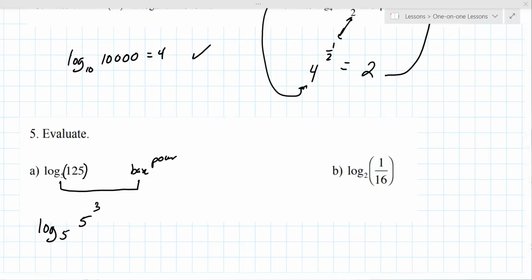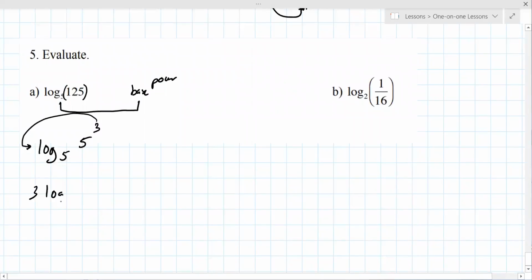Is that all you have to do, just break it down? There's a little bit more. You have to move this out in front. These are the steps, but you don't have to necessarily show them all. Whenever you have log base b of b, this equals 1. So this is 3 times 1.